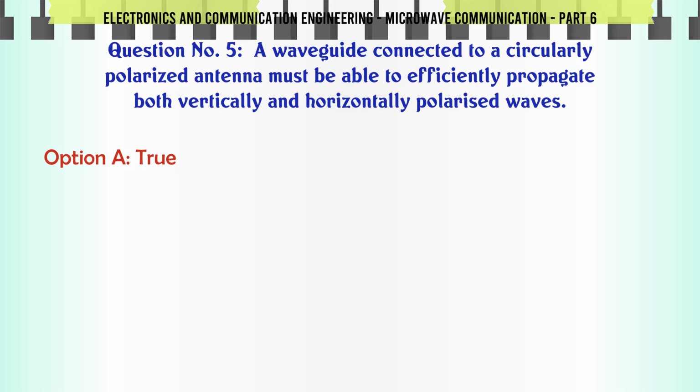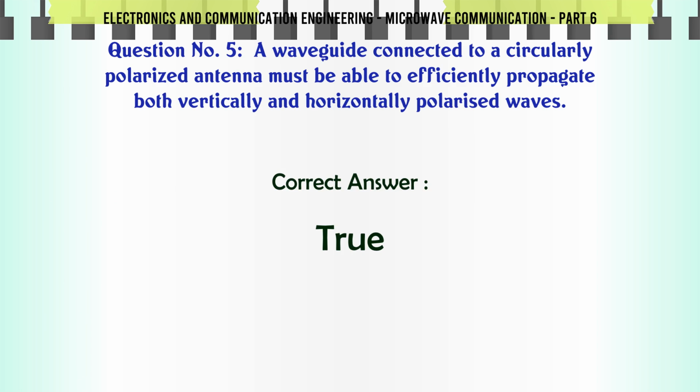A waveguide connected to a circularly polarized antenna must be able to efficiently propagate both vertically and horizontally polarized waves. A. True. B. False. The correct answer is true.